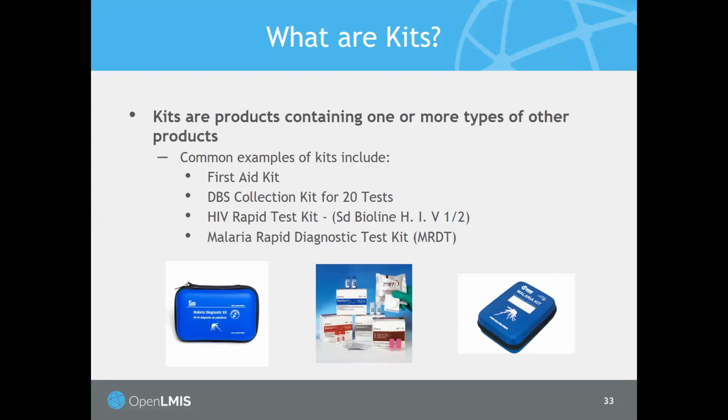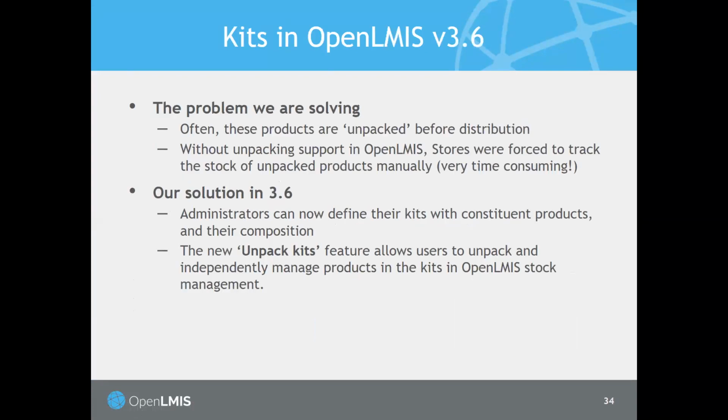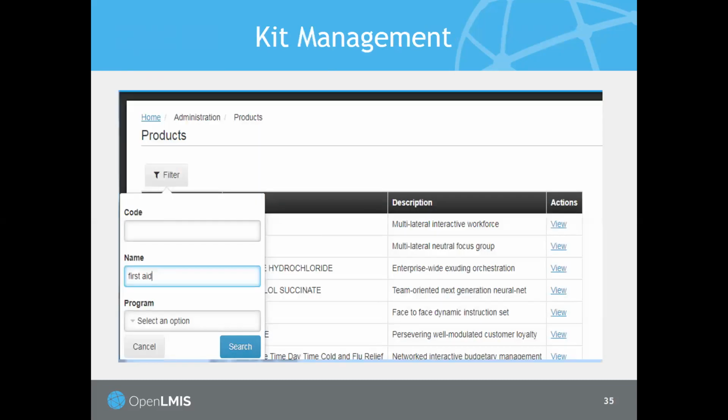If we look at the next slide, the problem that we're solving is that before this capability in 3.6, when you were working with kits, a kit would be a product, but when you unpacked it, you wouldn't have the ability to trace and say, okay, I had this kit, I unpacked it, now I have all these other products in inventory, and what was the relationship between that action? So in 3.6, you now have the ability to easily create a kit through the administration screen, and you can define a kit and give all of its constituent products. And you also, in stock management, have this new first-order action that you can do, which is unpacking the kit. So let's take a look at two screenshots really quickly.